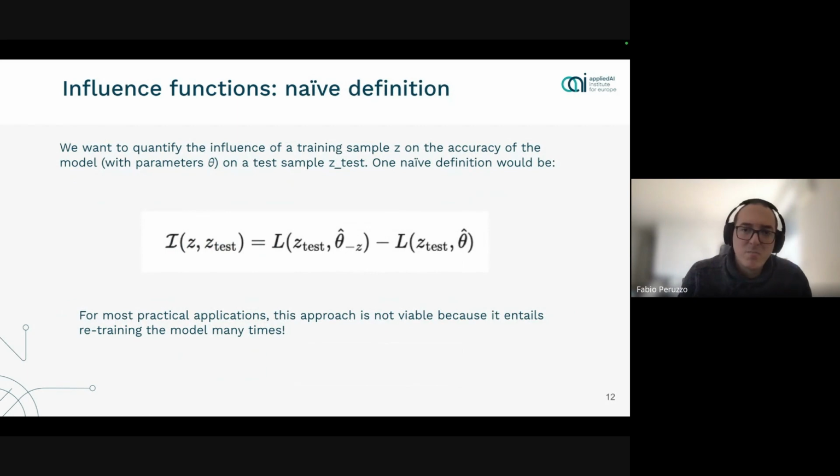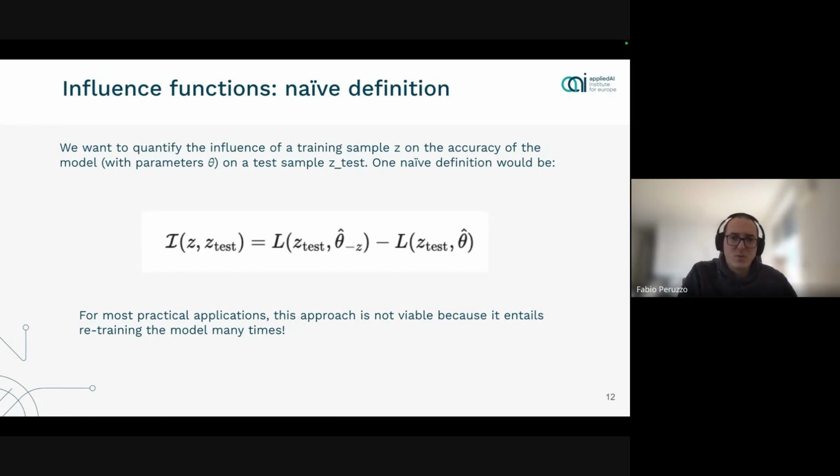And this is exactly the naive definition of influence functions: the influence of the training point Z on test point Z_test is the difference in the loss on the test point Z_test of the model trained with Z and without Z. This is, of course, completely unusable in practice because this would entail retraining the model one time for each training sample.